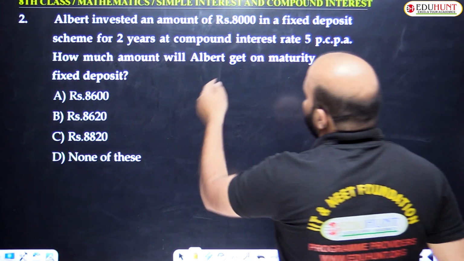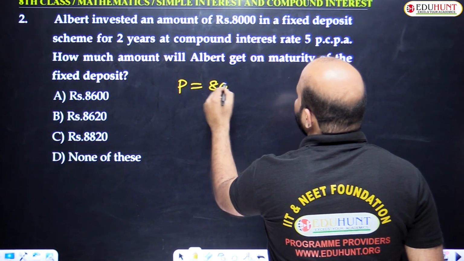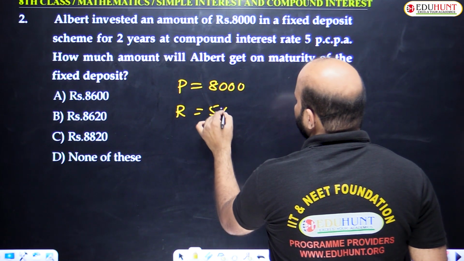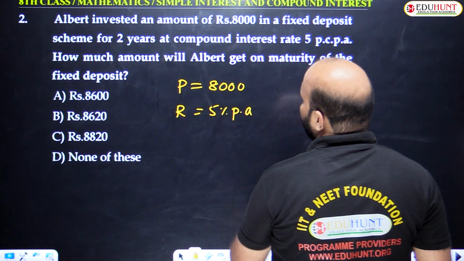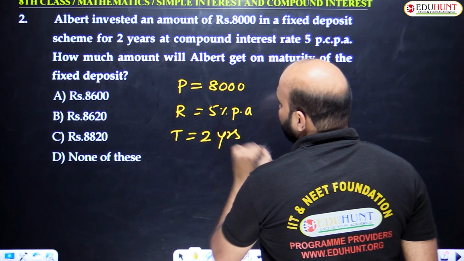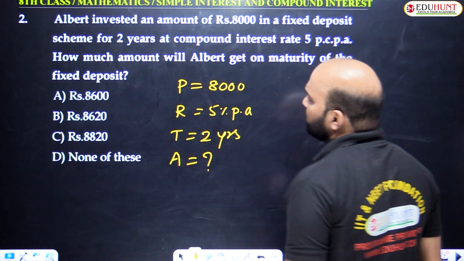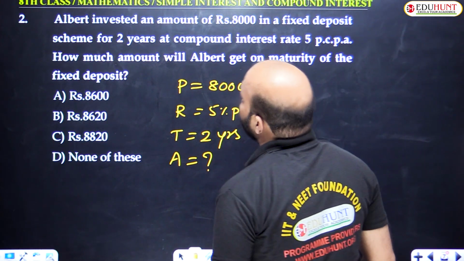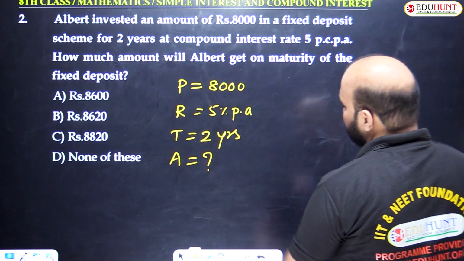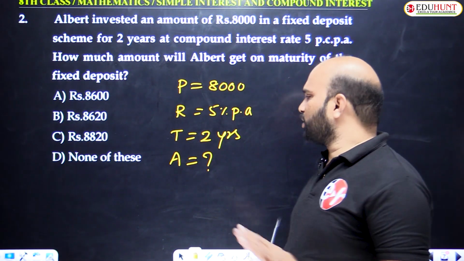So Albert invested how much principal? 8,000, at the rate of 5% per annum compound interest, for how many years? 2 years. But the question I am asking is the amount. So finally, after the end of the 2 years, how much amount will be received from the bank, from the fixed deposit? Am I clear? It can be solved by 2 types of methods, the traditional method and the shortcut method.